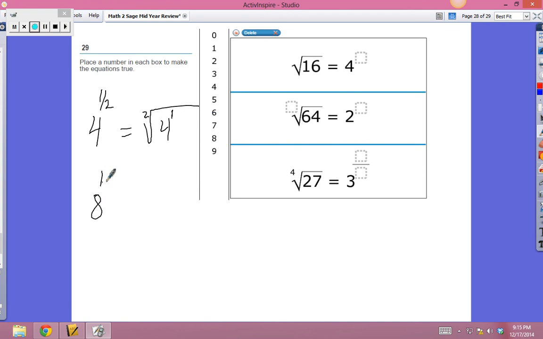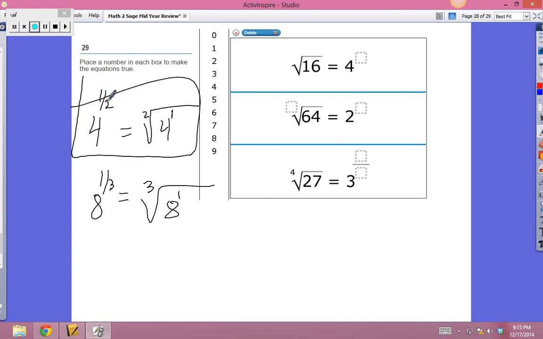So 8 to the 1/3 is the same thing as the cube root of 8. So the square root, most of the time we never even put the 2. We just leave it off and it's implied that it's a 2. So it's implied that it's a square root. This is it. 1/2 as an exponent is the exact same thing as the square root. So the square root of 16, that's 4. So this needs to be 4 to the 1.